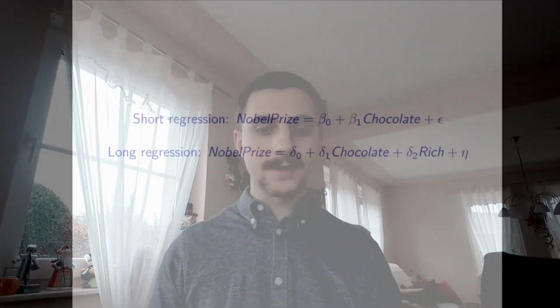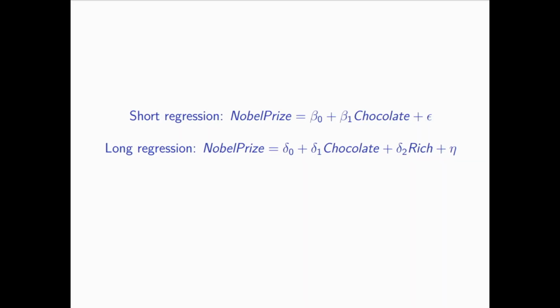Now, let's put our intuition into something a bit more formal. Let's start with our standard linear regression model and stick to the example of chocolate Nobel Prizes. We have two regressions. The first one is called the short regression. The second one we can call the long regression because it is longer than the short one, and that's really all there is to it.